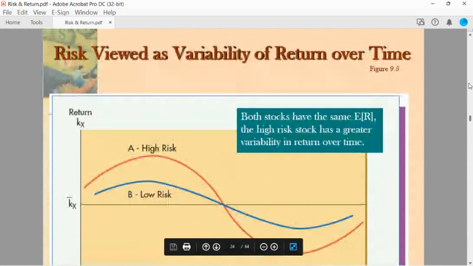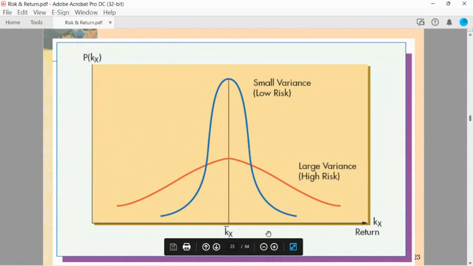There's time. This one, there's no time. It's just plotting it basically along the returns, right? And this is probability, right? The vertical axis is the probability.